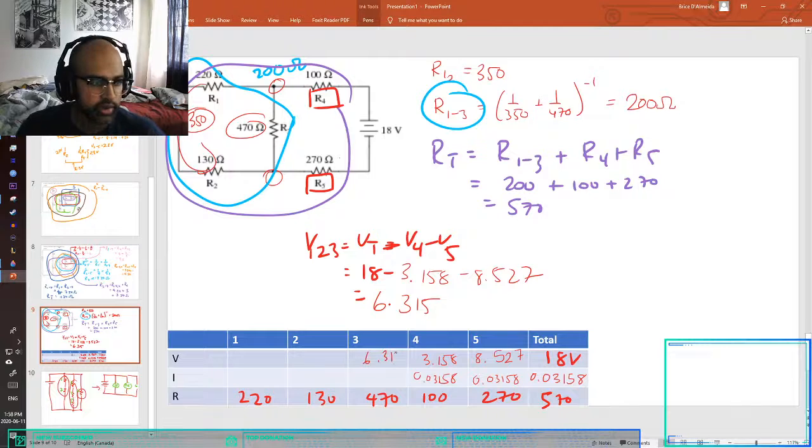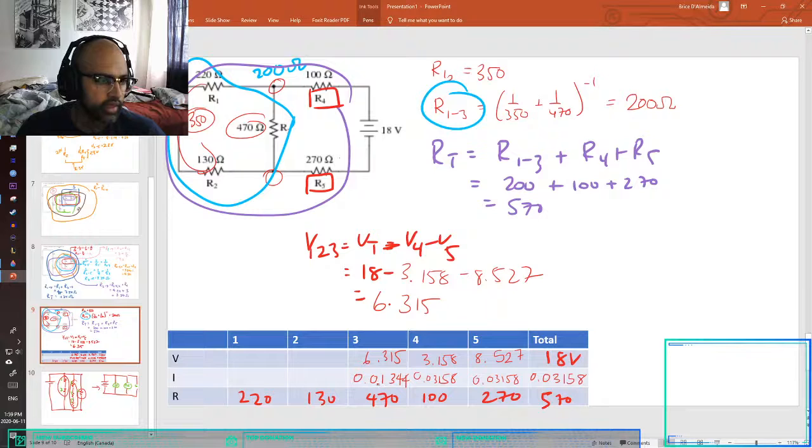More promising. 6.315. Let's calculate that current by doing 6.315 divided by 470. We will also keep more decimal places, so let's have a look. So I'm getting 0.0134. One more decimal place, 4. Okay.